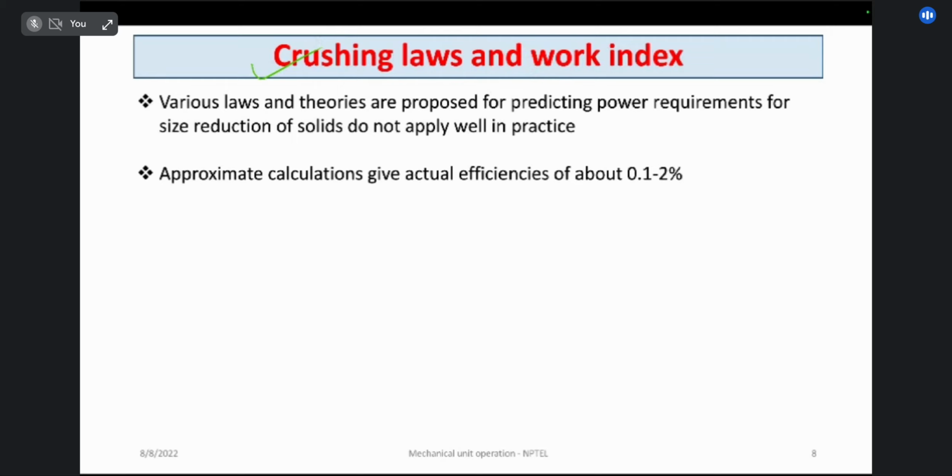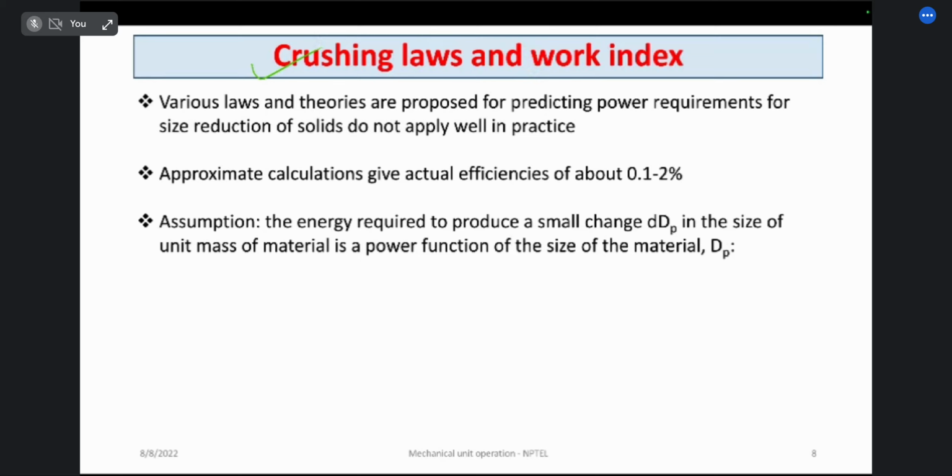Various laws have been proposed for predicting the power requirements for size reduction, and definitely they do not apply well in practice, but these are the laws we need to follow in order to solve the examples. Approximate calculations are given, with an actual efficiency of about 0.1 to 2%. This much efficiency is there in the calculation. We always take the assumption in these laws that the energy required to produce a small change dDp. So what is Dp? Dp is the diameter of the particle.